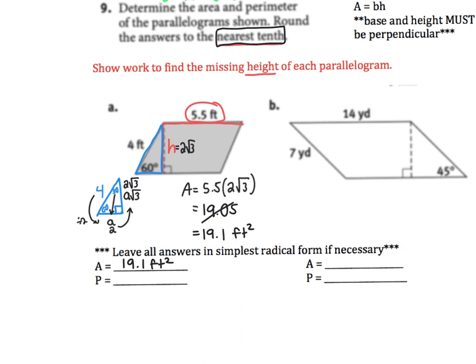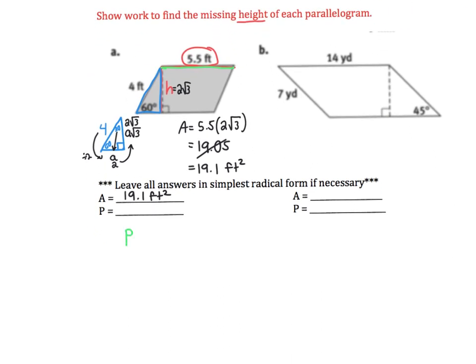For my perimeter, again, make sure that you are using the edges. So the perimeter, I'm going to do this underneath maybe. Perimeter, I'm going to be adding my 5.5 at the top and at the bottom. So if I want to, I can just double that. Plus, I have 4 feet along the side and another 4 feet along the side. So once again, if I just want to double that, that's going to give me 11 plus 8, or 19 feet for my perimeter.